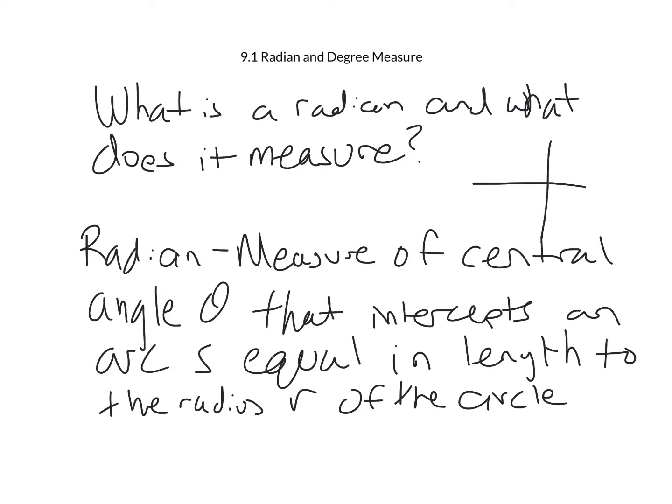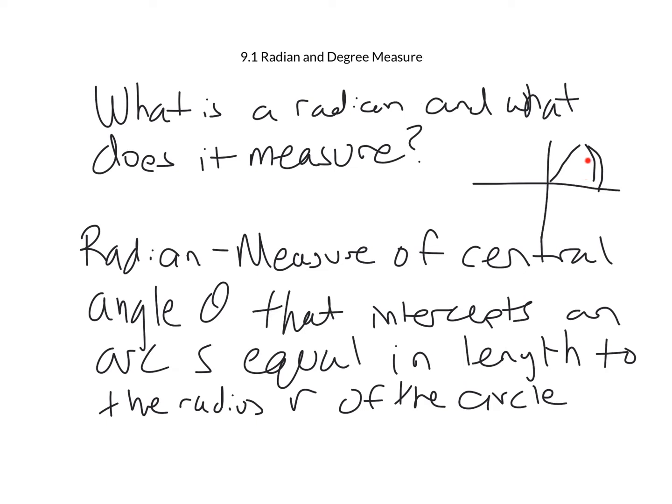So 1 radian is the equivalent, as I draw this poorly here, if this is 1, this length is also 1. All right, so 1 radian is roughly the same distance as r, where r is equal to 1. Okay, that's the whole purpose of it.